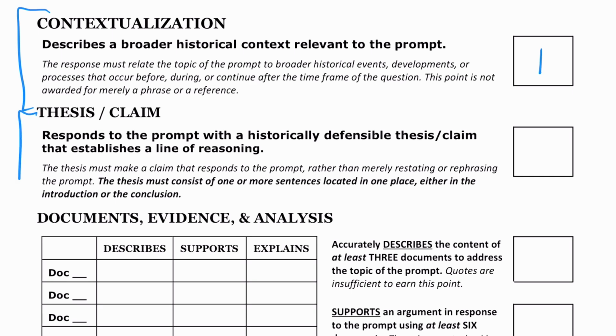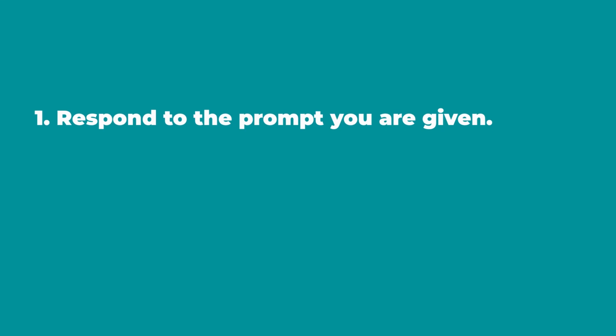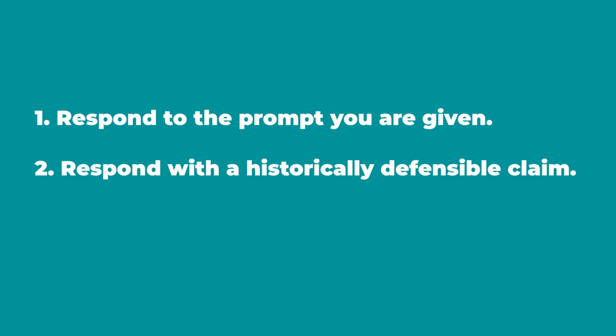And that's number 2 here on this rubric. Now notice what it says. It says it must respond to the prompt with a historically defensible thesis or claim that establishes a line of reasoning. So there's 3 things you have to do. You have to respond to the prompt that you're given, not some other prompt that you made up in your head, not your idea of the prompt after you've only read it once and kind of forgot what it's about, but you respond to the prompt that you're given. You do that with a historically defensible claim, something that a historian could reasonably defend.